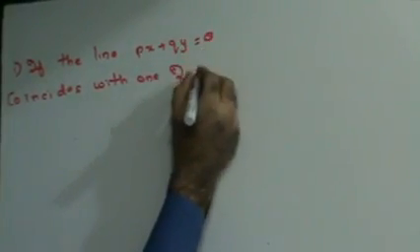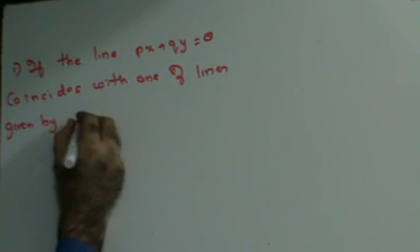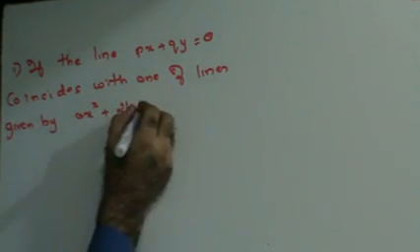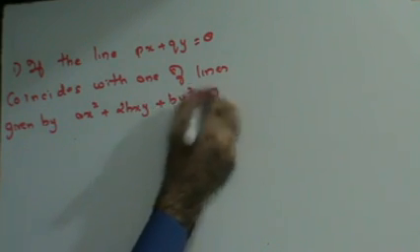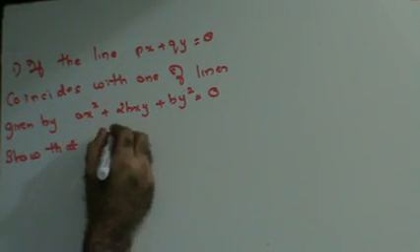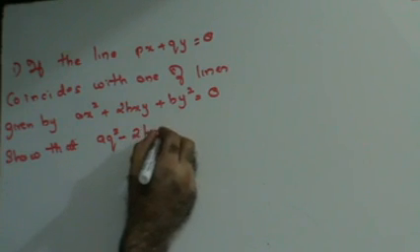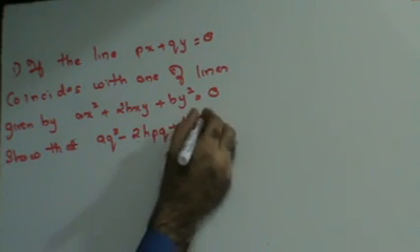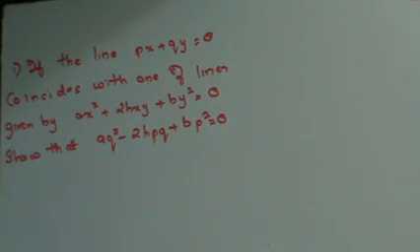If the line px plus qy is equal to 0 coincides with one of the lines given by ax square plus 2hxy plus by square is 0, show that aq square minus 2hpq plus bp square is 0. Okay, let's see the sum.